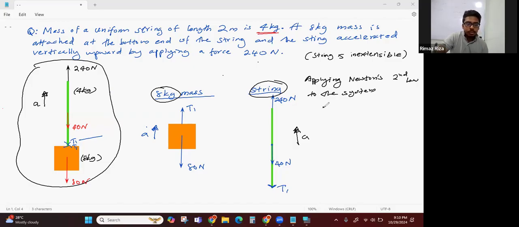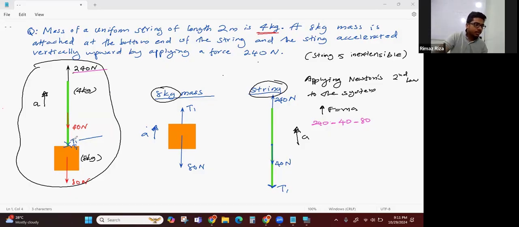We have to consider direction also, because force is a vector. So I am applying it vertically upward. F equals ma. So what are the forces acting on the system? We can see this 240 Newton force will be there, vertically upward, so it is 240. And here the weight of this mass will be there downward. I'm applying the equation upward, but the 40 Newton is downward, opposite to the direction I'm considering. So it's minus 40. And this one also has minus 80 downward.